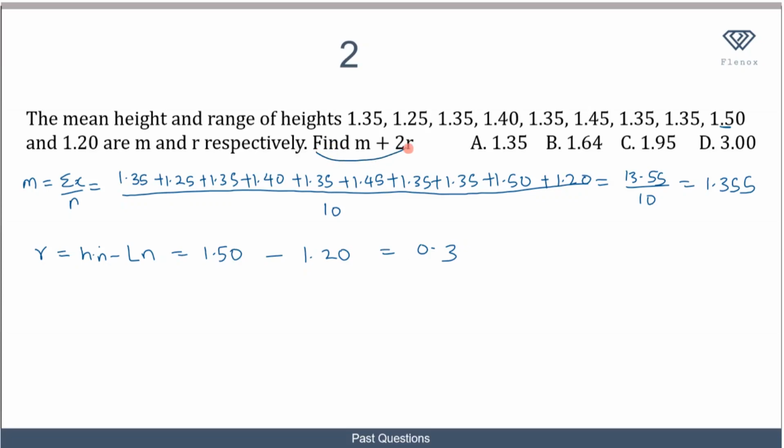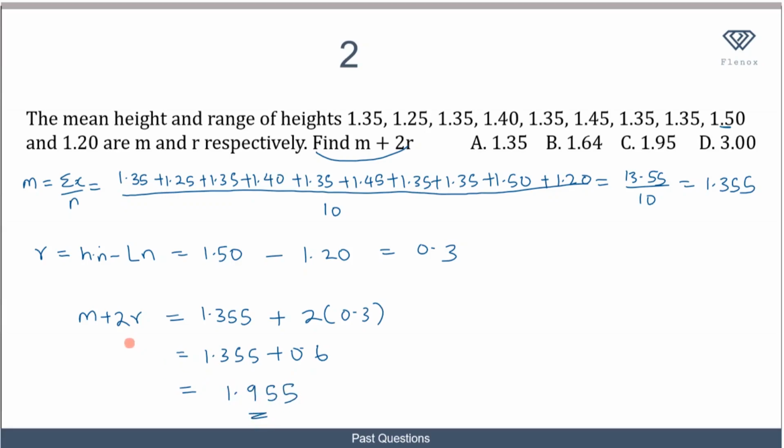But this is what the question asked me to find. The question asked me to find m plus 2r. So m plus 2r, because the value of m is 1.355 and 2r will be 2 times my value of r, which is 0.3, will be 1.355 plus 0.6, and that gives me 1.955. So the value of m plus 2r is 1.955, and what option corresponds to that? You can see that the closest option is option C. So C is the correct answer.